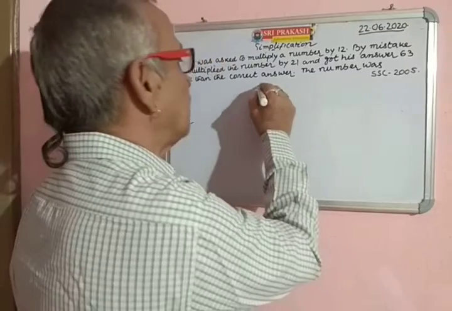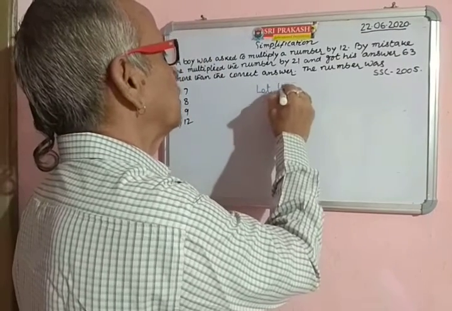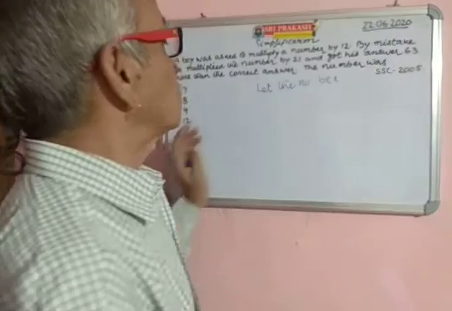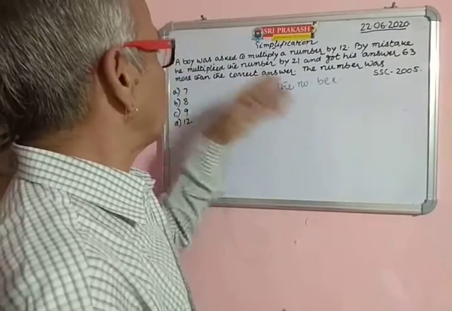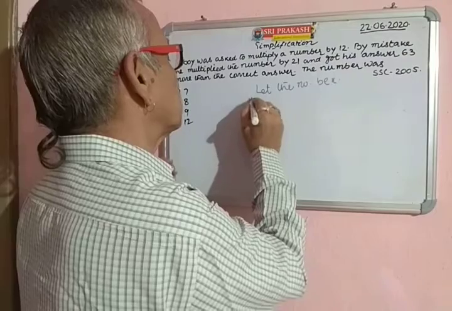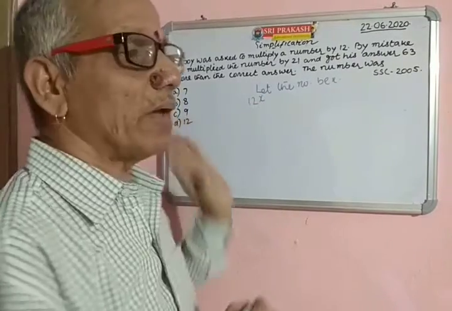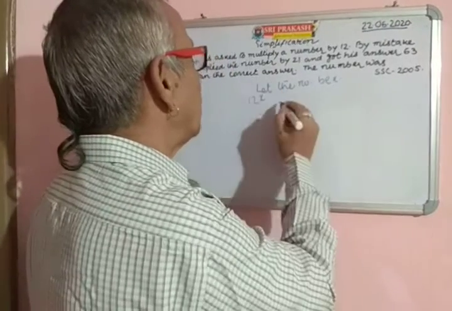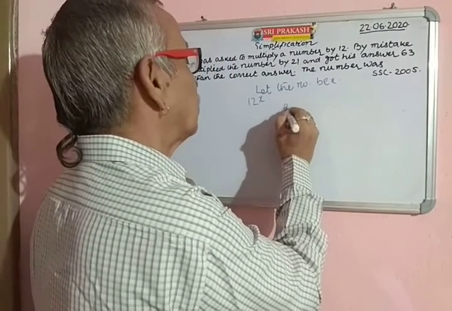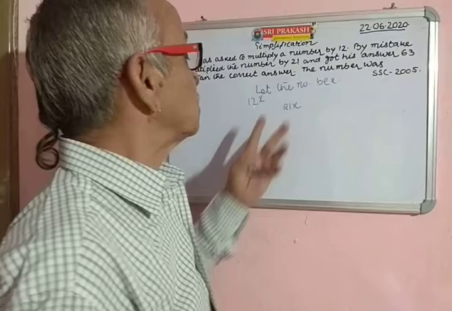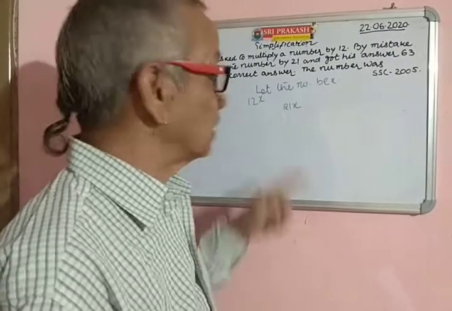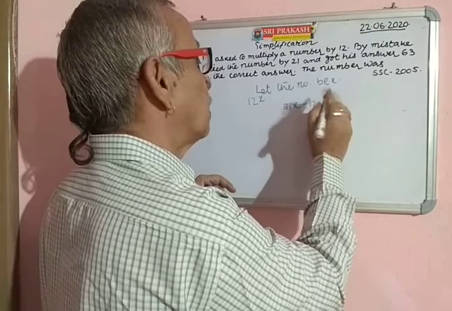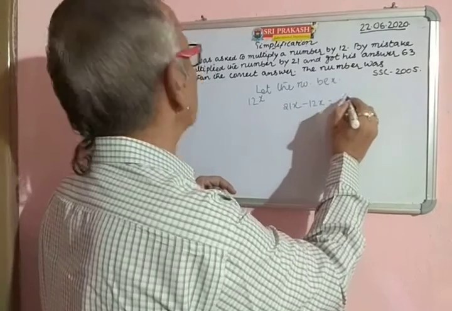So, let that number be x. So the original product should be what? 12x. That means he should multiply that by 12. So 12x. What did he do? He multiplied by 21. So 21x. So what is the difference between this and this? Given 63.